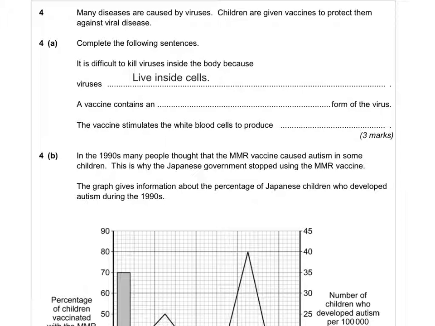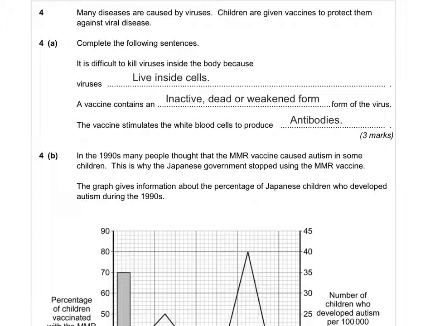Next bit then, a vaccine contains an either inactive, dead or weakened form of the virus. So your keywords there, inactive, dead or weakened, that you need to mention. And finally, the vaccine stimulates the white blood cells to produce. Thing that you need to mention is antibodies. Do not get those mixed up with antigens instead. The antigens are on the surfaces of the pathogens. Antibodies are what are made by our white blood cells to help to kill those pathogens.